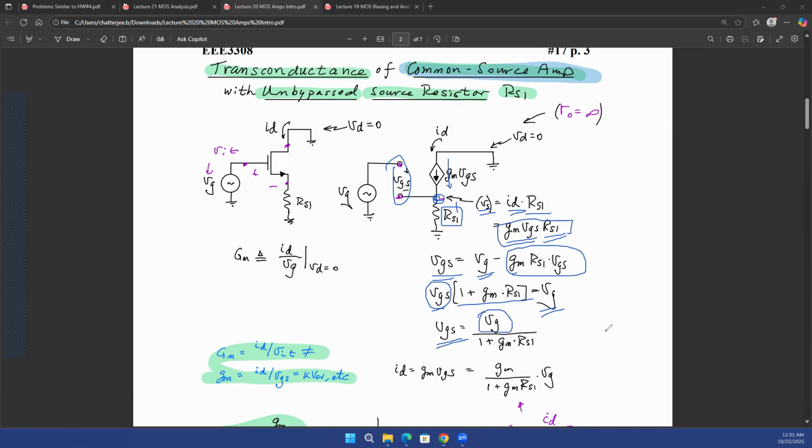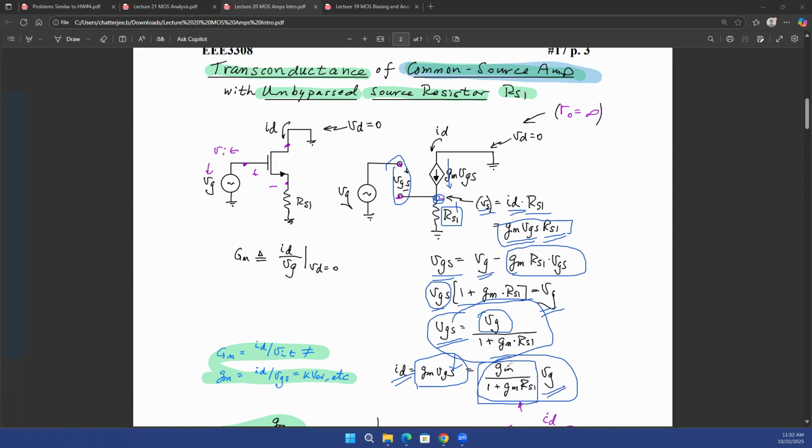Now this is a very interesting observation, because you have found your VGS to be equal to VG divided by 1 plus gmRS. So your ID, which is the output current, is gm times VGS, equal to gm divided by 1 plus gmRS times VG. All we did is replace VGS. Your VGS is here, right? Replace your VGS and you get this formula. Because your source was not grounded, your ID, which is gm times VGS, is equal to gm divided by 1 plus gmRS multiplied with VG.